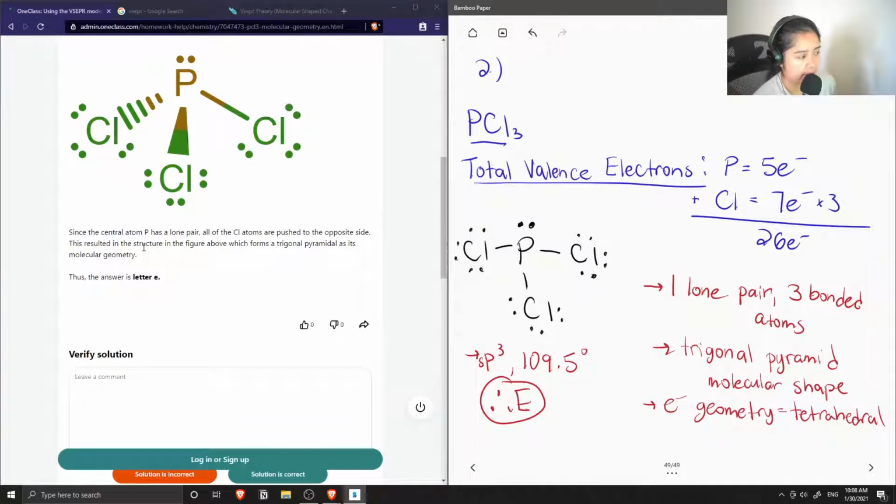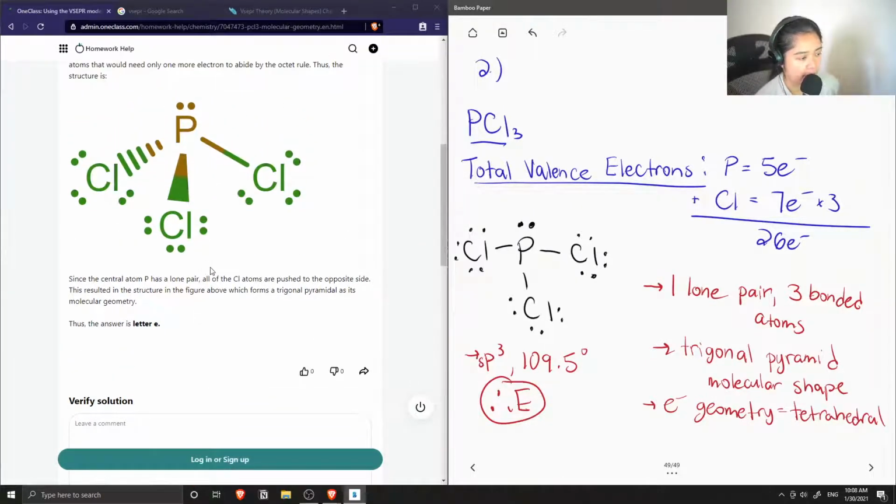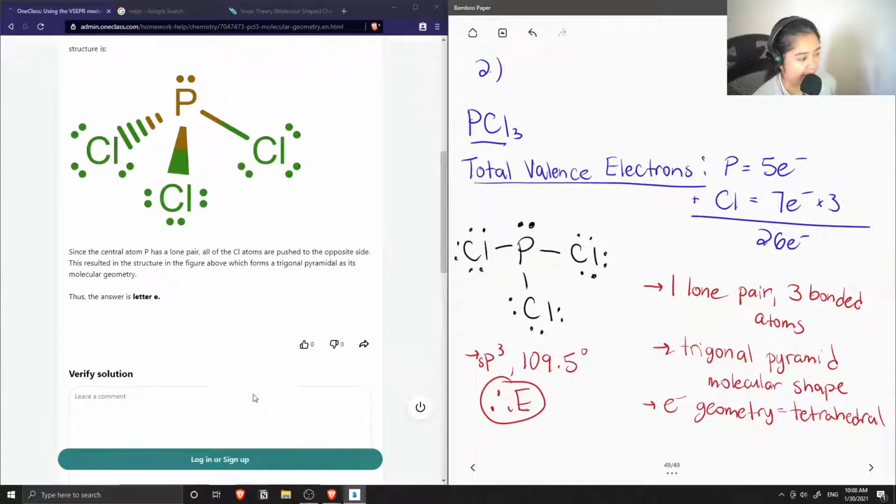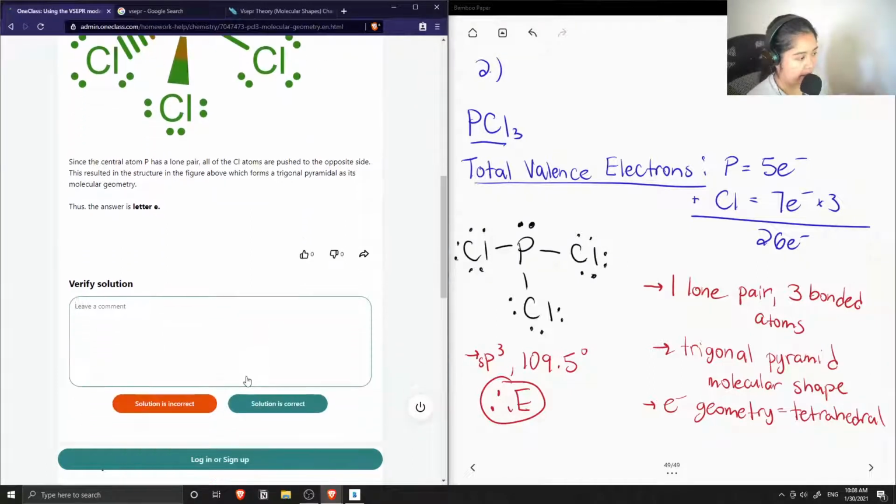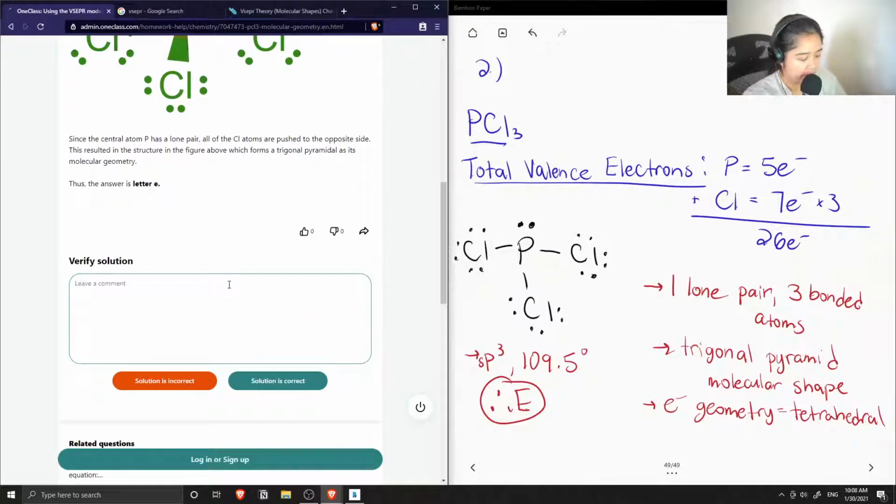And since the central phosphorus has a lone pair, all of the chlorine atoms are pushed to the opposite side. This resulted in the structure in the figure above and forms a trigonal pyramid as its molecular geometry. Thus the letter is E. Yep, so the solution is correct.